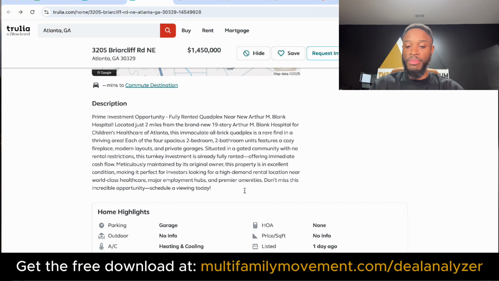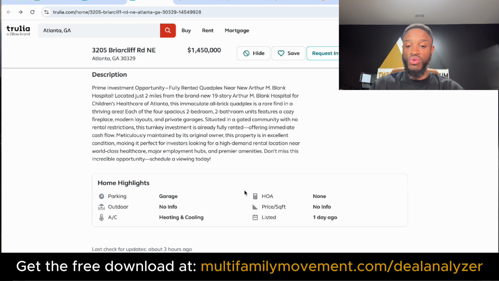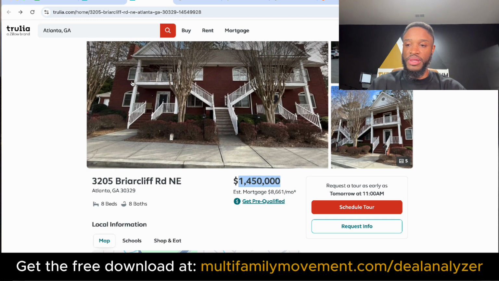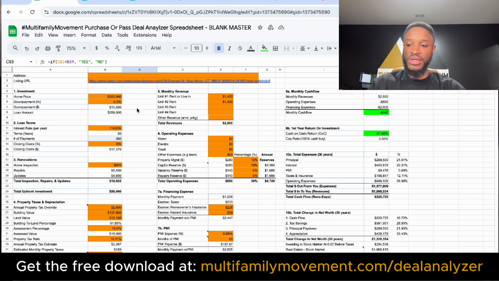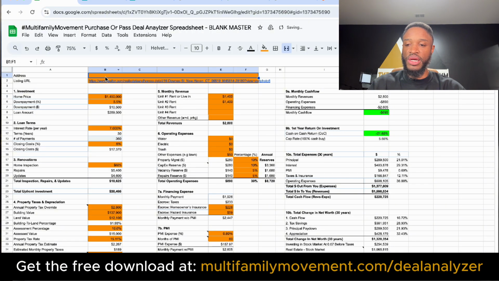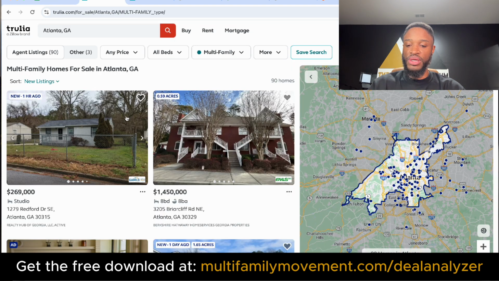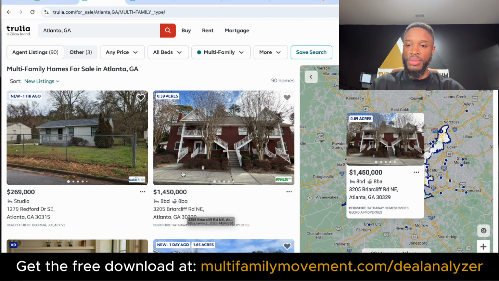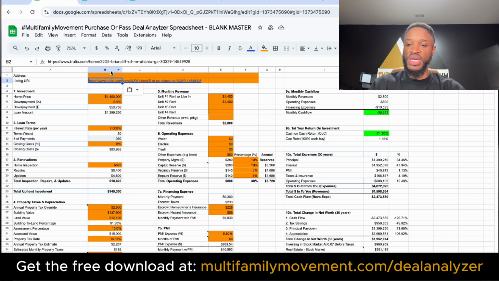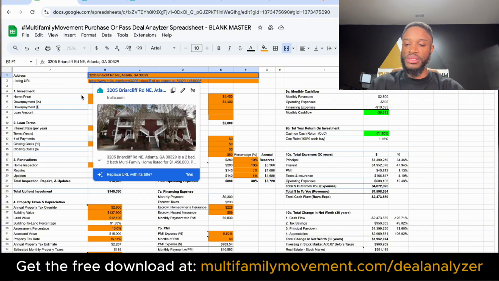So the only number that Zillow really gives us, or Trulia gives us, they're actually the same company now, is this number. So we're going to copy this number, and we're going to go back to the purchase or pass deal analyzer, and we're going to put that in here. I'm also going to take the listing URL and put that here, and then I'm going to grab the address too and paste that here. So again, we only touch orange cells when using the purchase or pass deal analyzer.